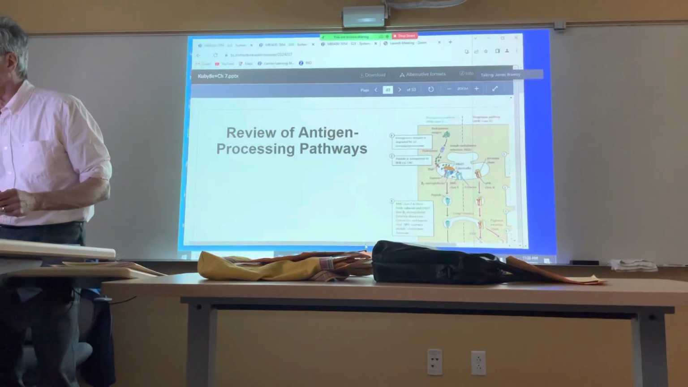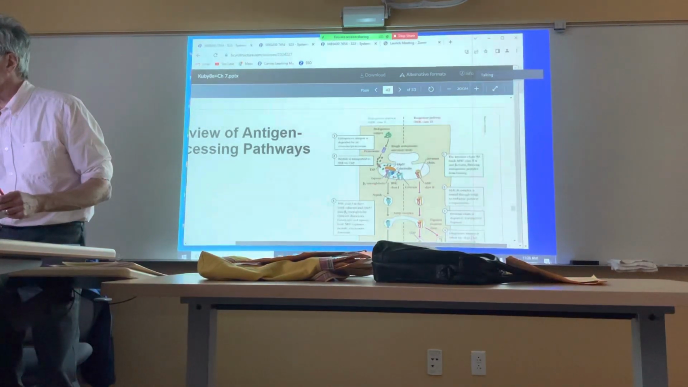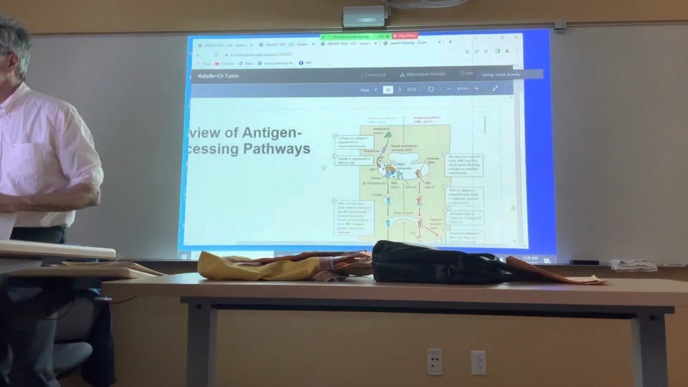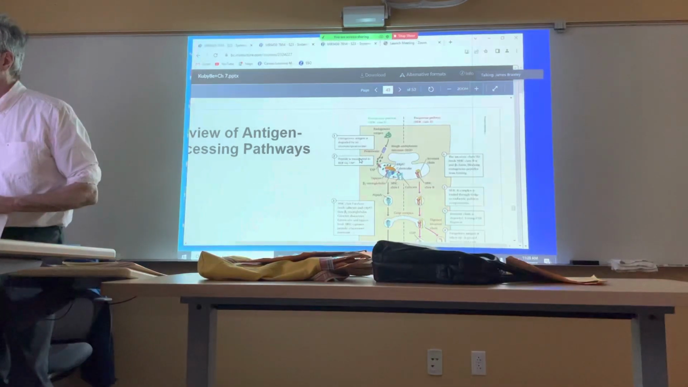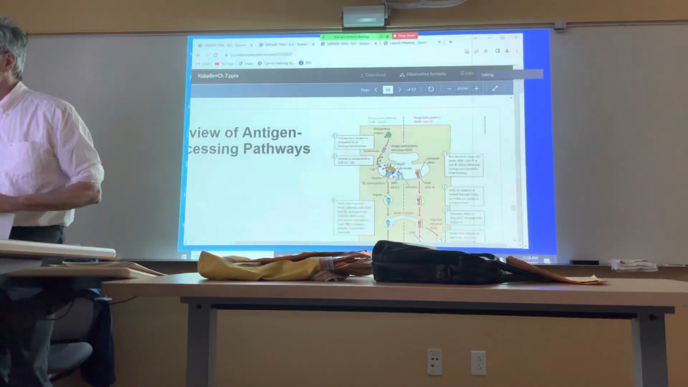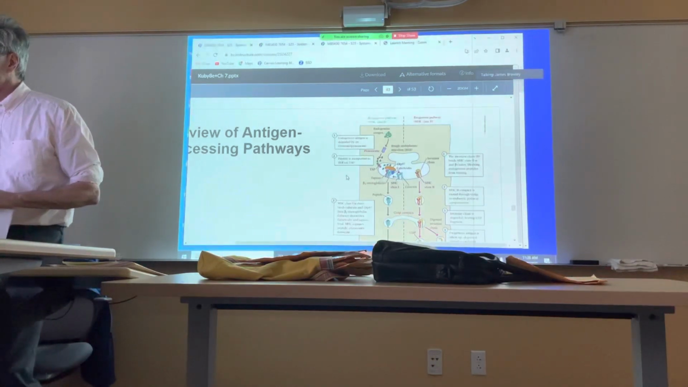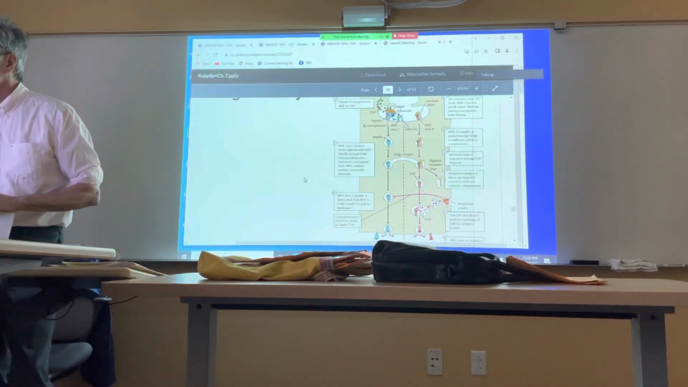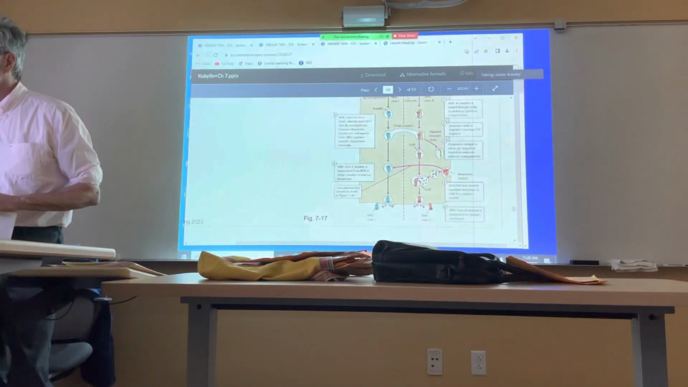So this is a return to our earlier slide with more detail. So class 1, endogenous antigen degraded by the proteasome, peptide transported to the ER by TAP. Binding chaperones. And you see it captures peptide. Now it's transported to the surface.